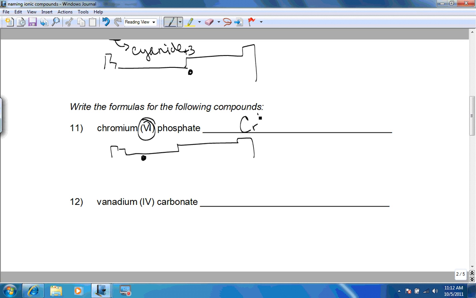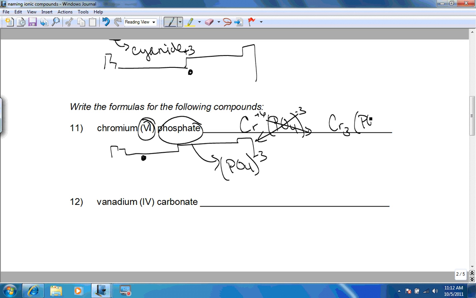So it's Cr with a +6 charge. Phosphate, a polyatomic ion, is PO4 with the -3 charge. So we're going to crisscross: Cr3 (PO4)6. 3 and 6 are both divisible by 3, which means we can reduce it. So it becomes Cr PO4 3.